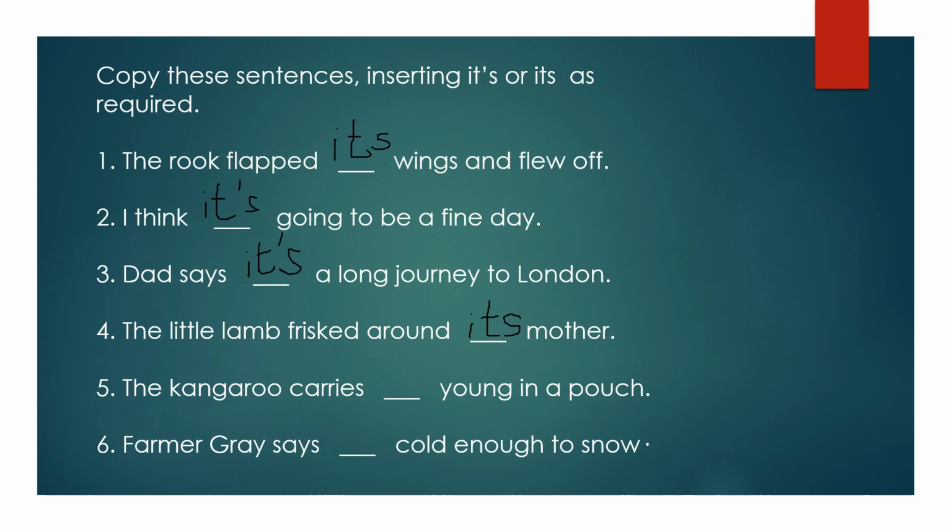5. The kangaroo carries its young in a pouch. Carries its young, showing possession, the young one of the kangaroo, so we write ITS. 6. Farmer Gray says it's cold enough to snow. It's, IT apostrophe S. We are using the contracted word.